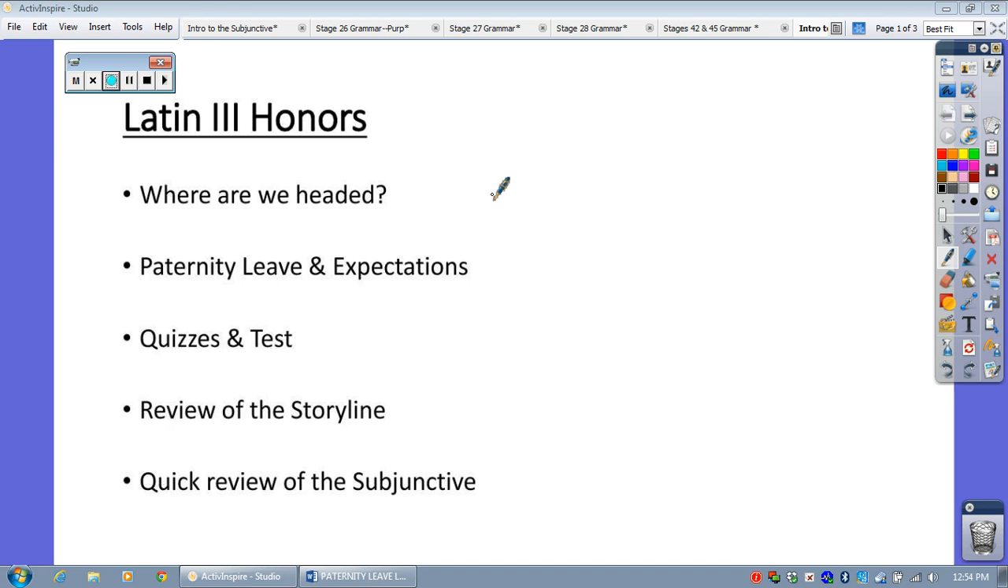Now, even though I said a few minutes ago that this is the year where we slow down and look at things more in depth, I must admit that while I am gone on paternity leave, I'm segueing into the next bullet point, paternity leave and expectations, I'm going to push you, and there's going to be a lot of work to do. We're going to cover the first unit, which consists of stages 26, 27, and 28. Basically, that whole unit will be done while I am gone, but I have created lots of videos, and I'm posting them to Blackboard so that you guys can keep up as much as possible.